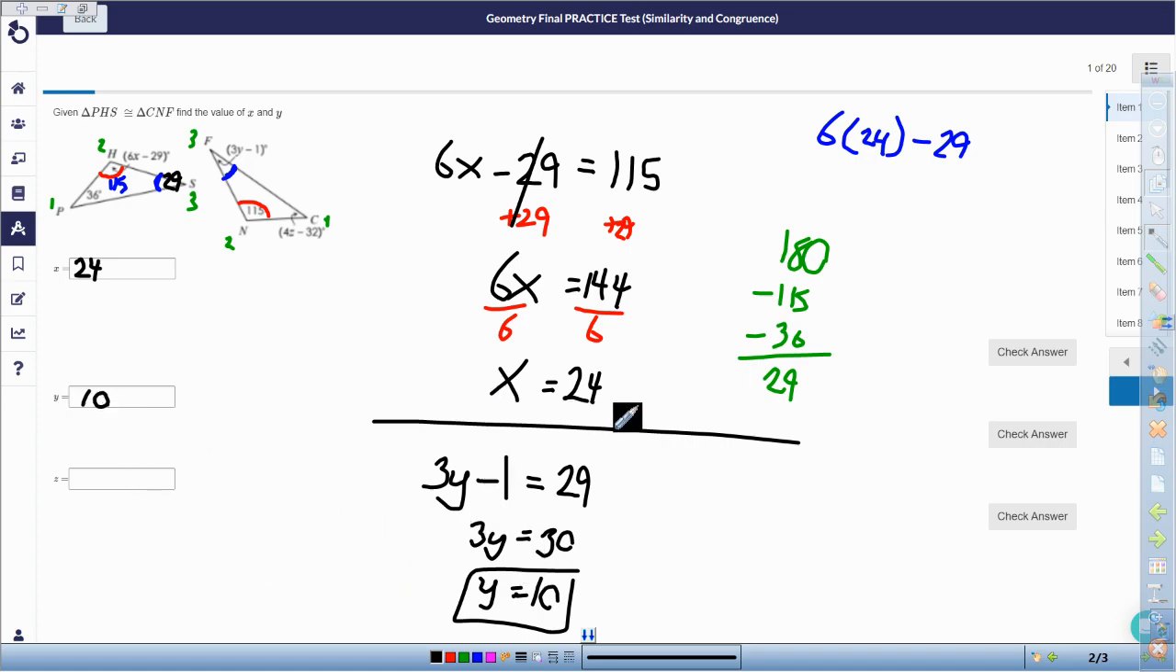Okay, so I'm going to leave you guys to go ahead and find z. All right. Z, they give you its corresponding angle. So there's no 180 thing required. You can just set up your equation. Okay, so take a pause on the video, try out Z, and then we'll move on.